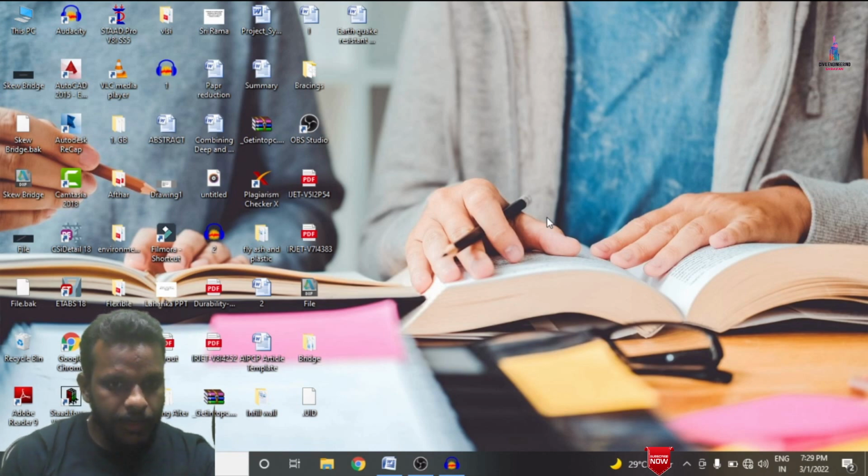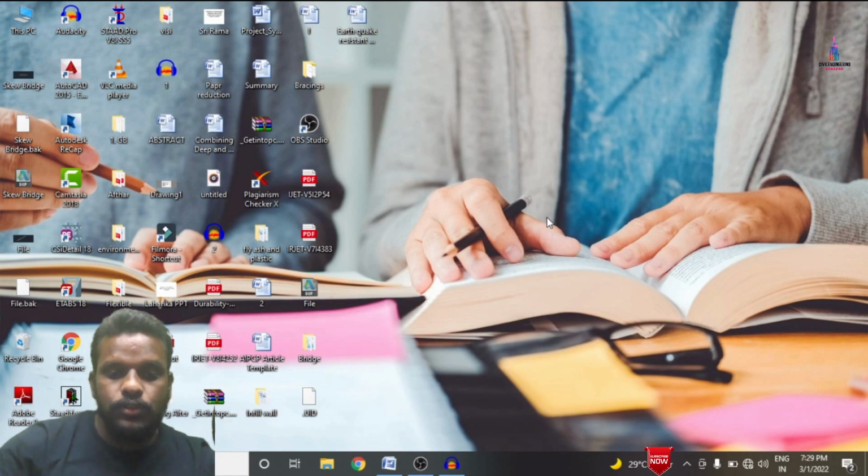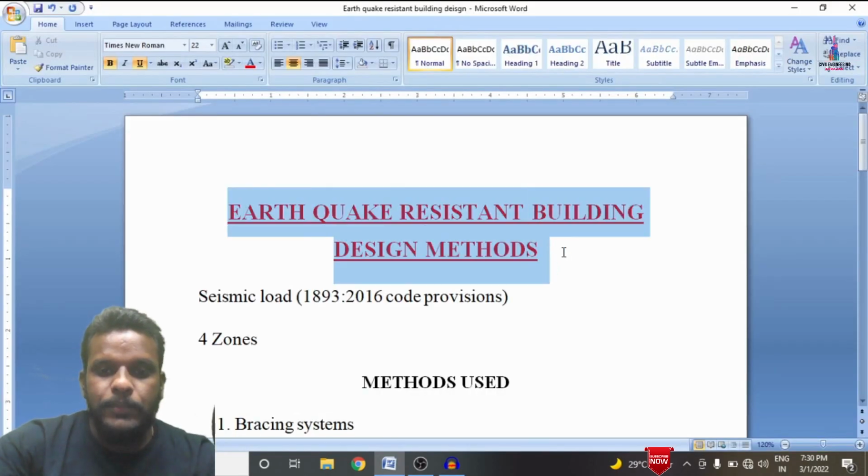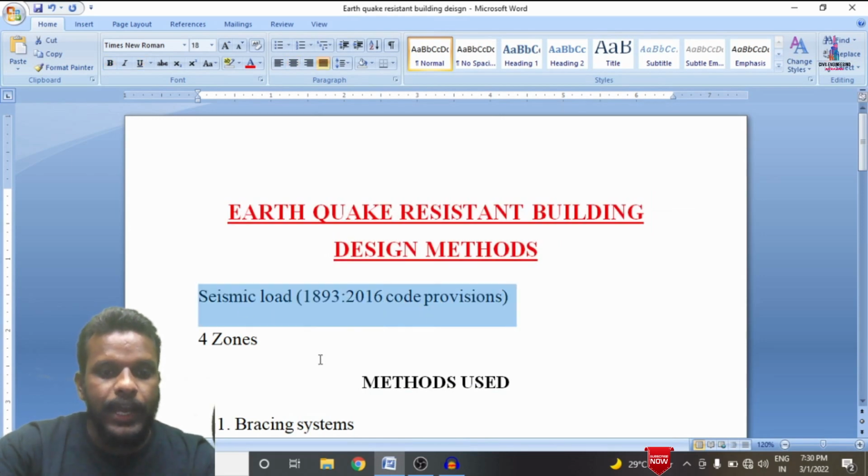In this video I will explain what the different types of earthquake resistant structural models are as per the IS 1893 codal provision. Initially I will explain the basic concepts of the different types of earthquake resistant structural models. Then in my upcoming videos I will explain how to design that earthquake resistant structure as per the considered methods. Earthquake resistant design methods are classified as per the IS codal provision 1893-2016.